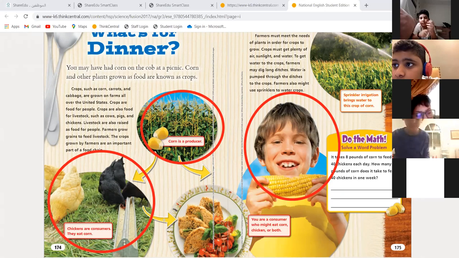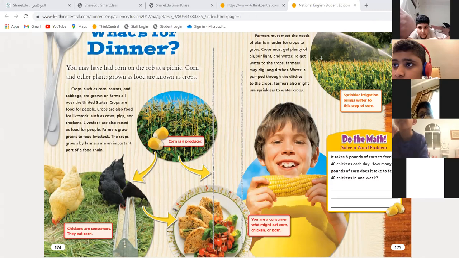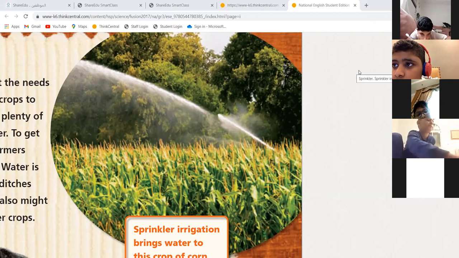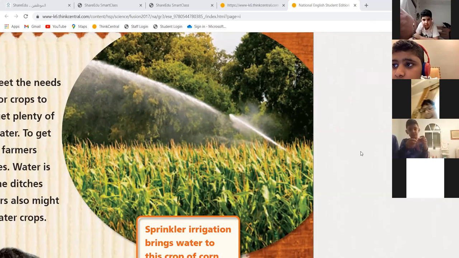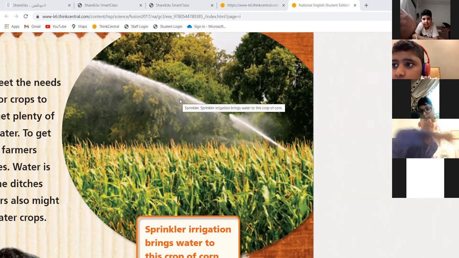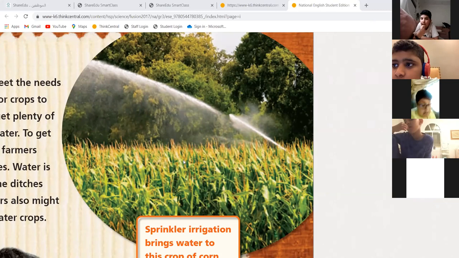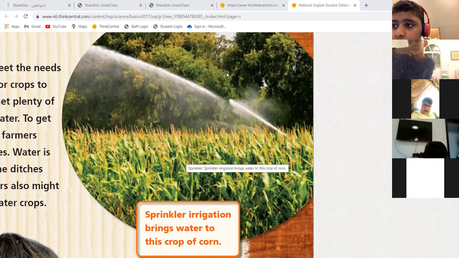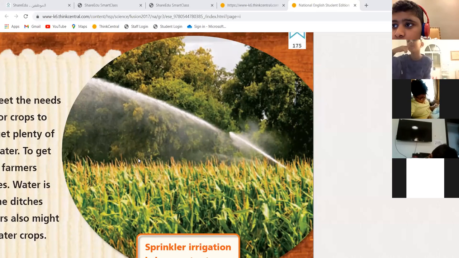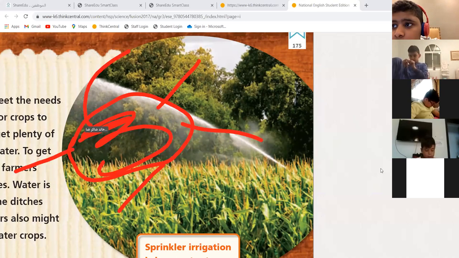Okay. Now, I want you to tell me, what do crops need to grow? What do crops need to grow? This plant, huh? What do they need to grow? Huh, ya Faris al-Amri. What do crops need to grow over here? Water. Excellent, water and... water, air, and sunlight. Excellent. Water, air, and sunlight. Thank you, Khalid. Thank you. Very good.